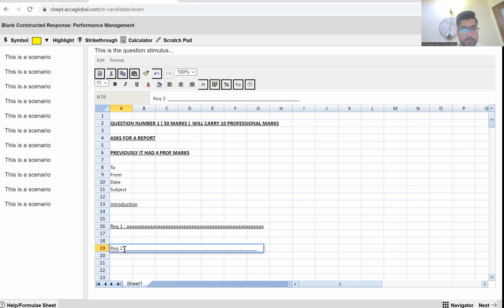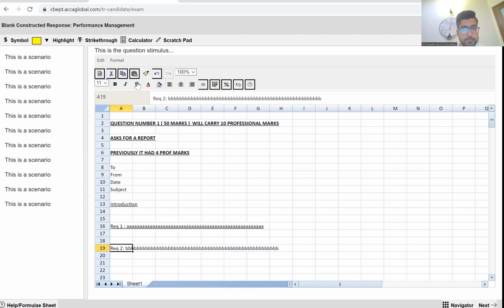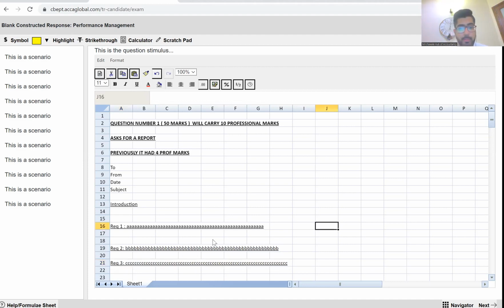Heading. Requirement 2. Then requirement 3. Heading. Solve all requirements in their heading.